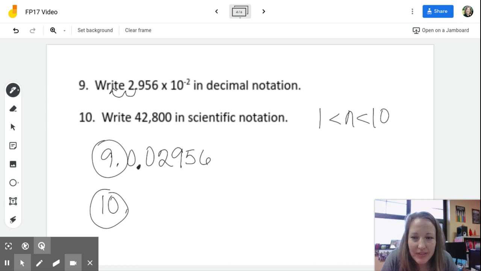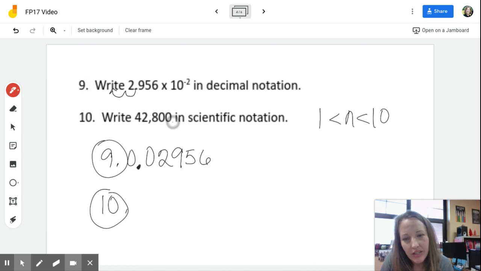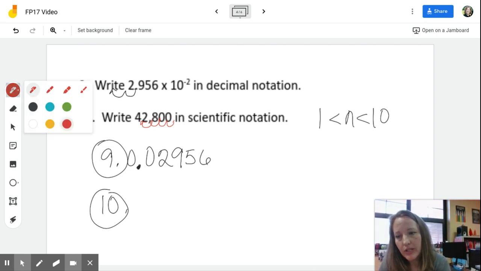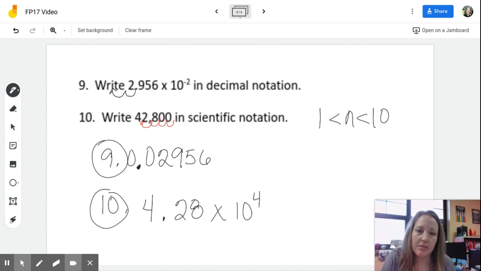Number 10, I believe I was trying to make a number between 1 and 10 out of 42,800. So I'm going to come here, 1, 2, 3, 4. If I move that decimal point from the end, remember if it's on the right, it's out of sight. If I move it back, I'll get the number 4.28, 4 and 28 hundredths. And that is between 1 and 10, okay? But I need to multiply that because I want to make the equivalent of that times 10, and I moved 1, 2, 3, 4 places. So it's going to be 4 and 28 hundredths times 10 to the 4th power, okay?